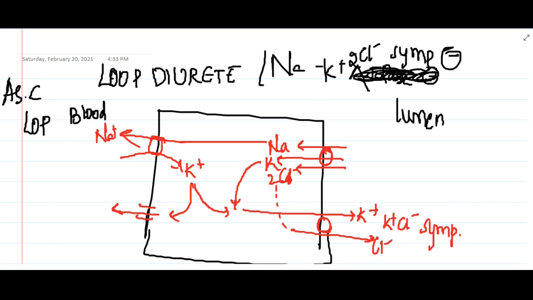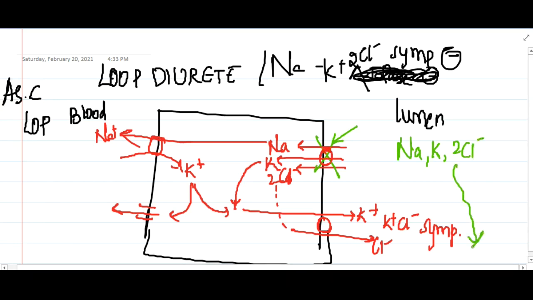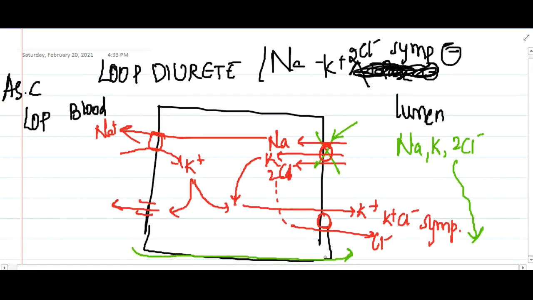So now if you give loop diuretics, these loop diuretics will inhibit or block this sodium potassium 2 chloride reabsorption, and as a result the sodium, potassium and 2 chloride are excreted. Now there is one more thing that occurs in the presence of loop diuretics, paracellularly, that is here between the two cells. I'll draw it here.